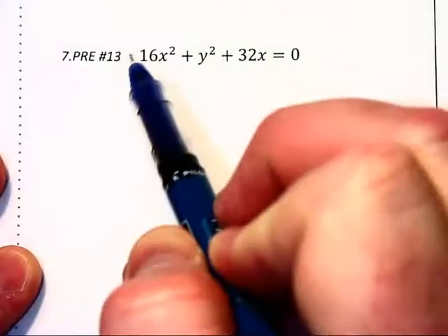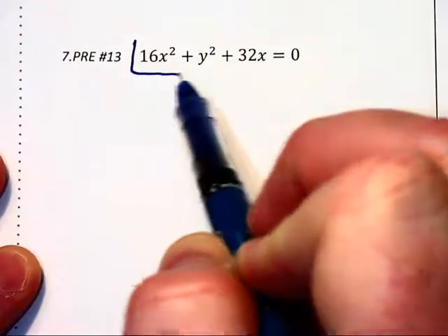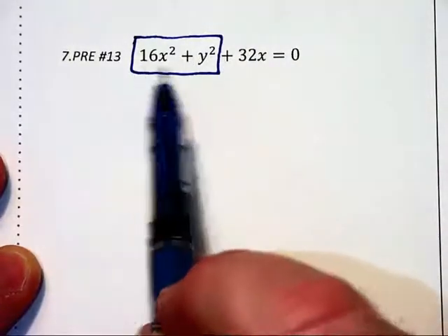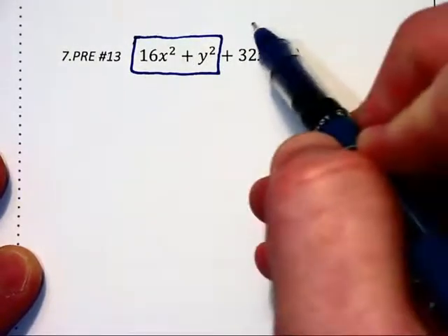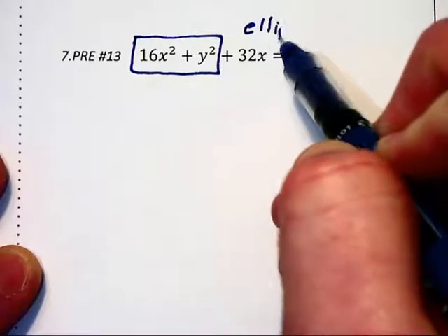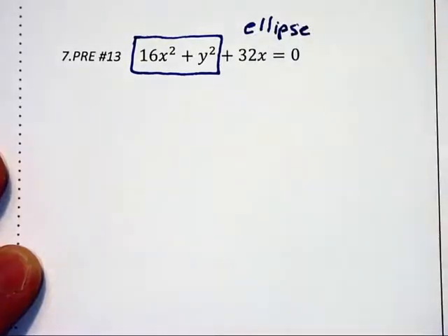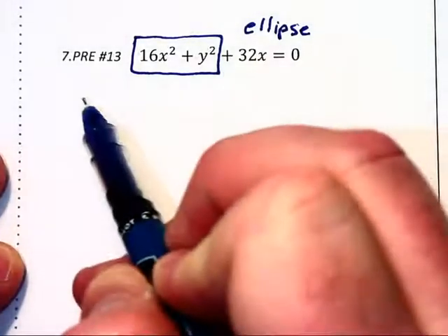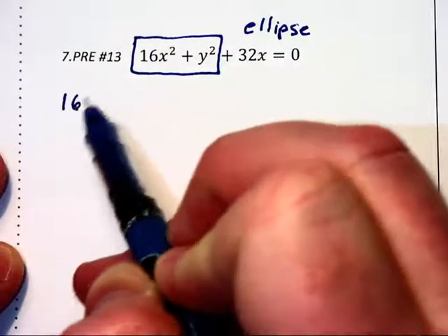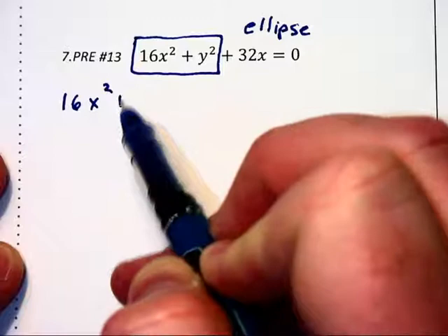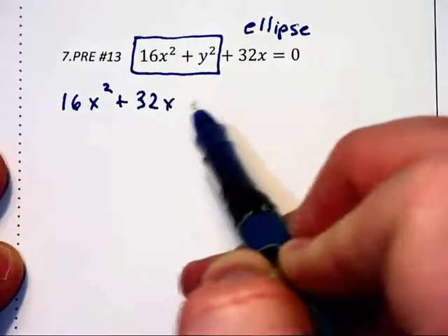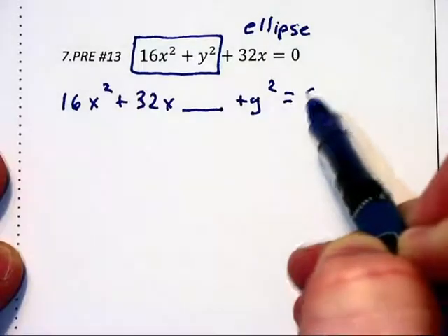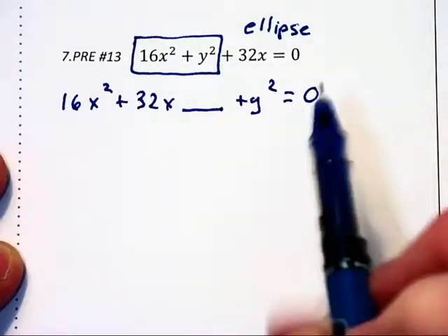For this next problem, we see that again we have an x squared plus y squared, but there's a different coefficient in front of each, and that tells us that rather than being a circle, this is an equation of an ellipse. And there's a 32x there, which means we need to group the x's together. 16x squared plus 32x, leave a blank to complete the square, plus y squared equals 0. I'm not going to let that equal 0 bug me yet.